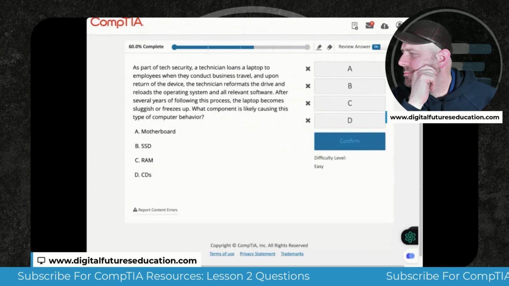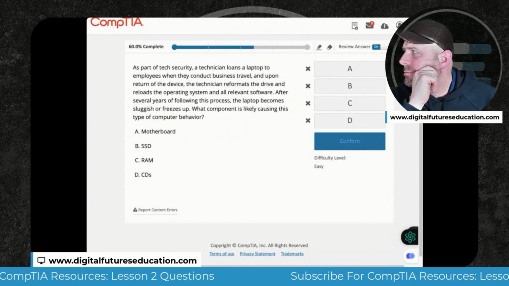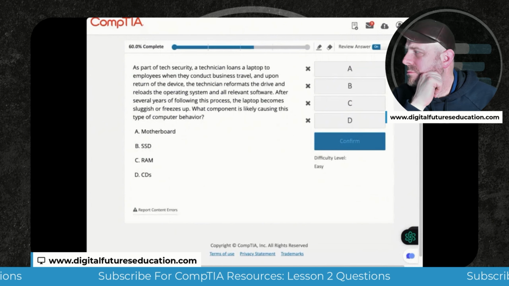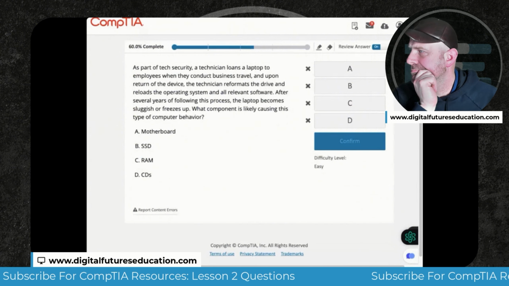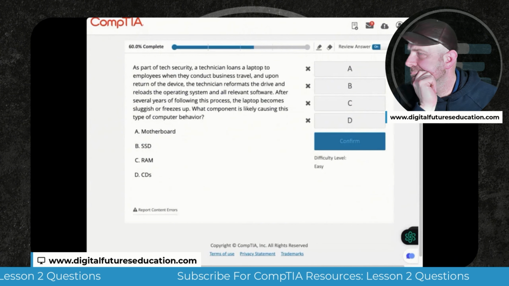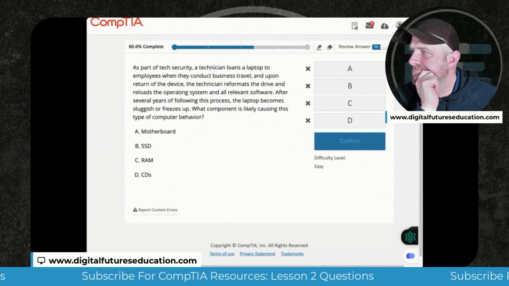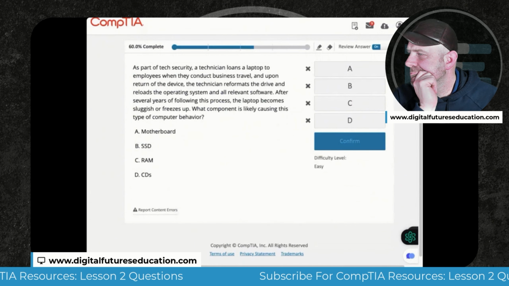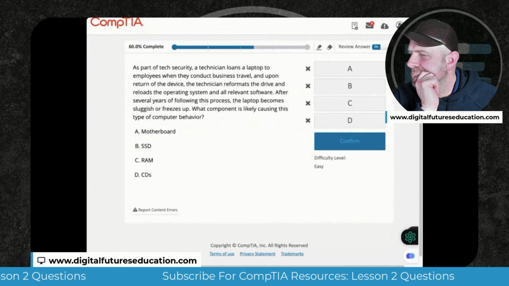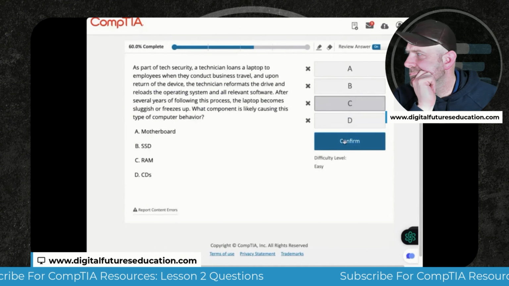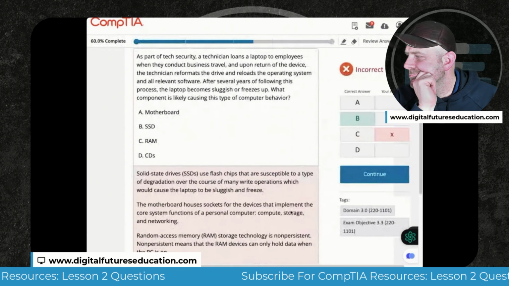As part of the tech security, a technician loans a laptop to employees when they conduct business travel. And upon return of the device, the technician reformats the drive and reloads the operating system and all relevant software. After several years of following this process, the laptop becomes sluggish or freezes up. What component is likely causing this kind of behavior? I'm going to go with C. It's B, SSD, they say.